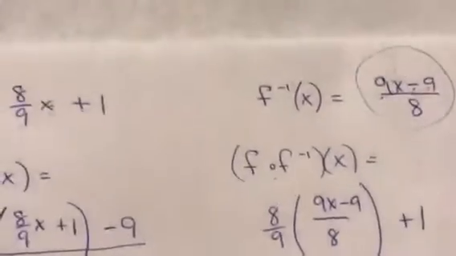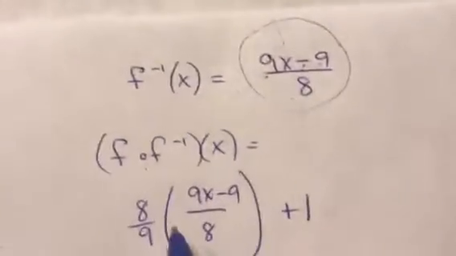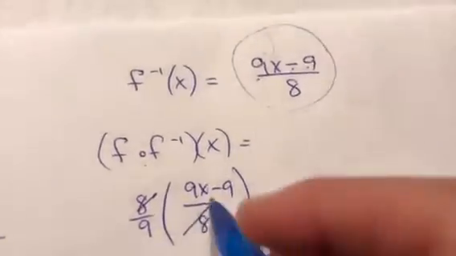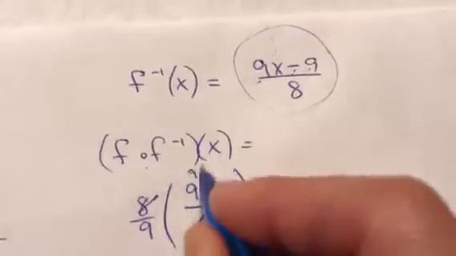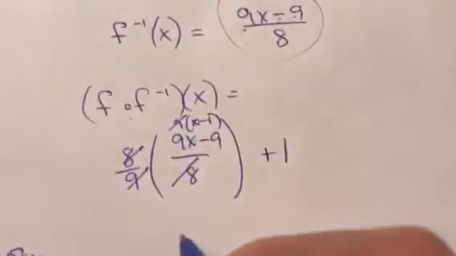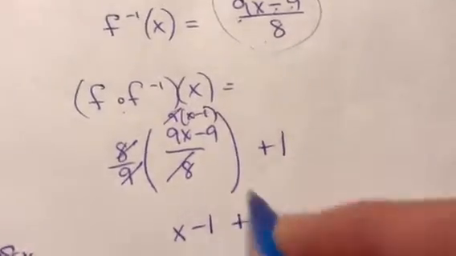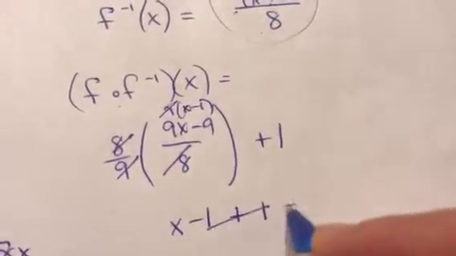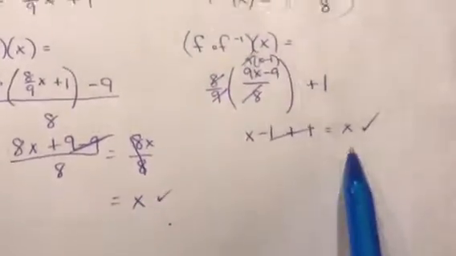Okay? So, right here, notice my 8's cancel. Right here, if I would factor out a 9, hopefully you see I get x minus 1 right there, so my 9's would cancel. So I'm left with x minus 1 plus 1. 1's cancel, so I get boring x. So are these inverses of one another? Yes, indeed they are.